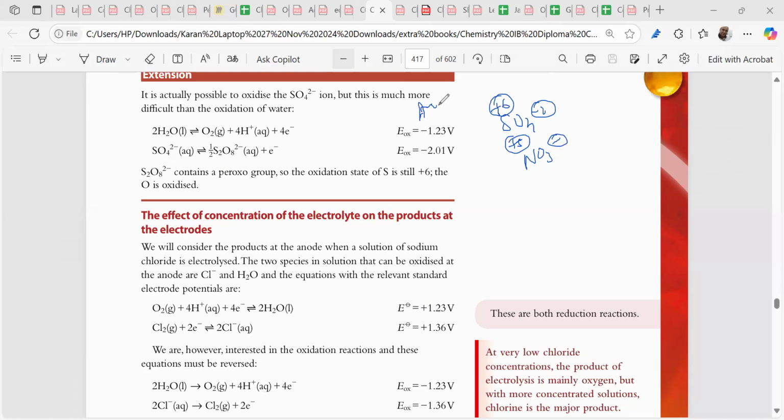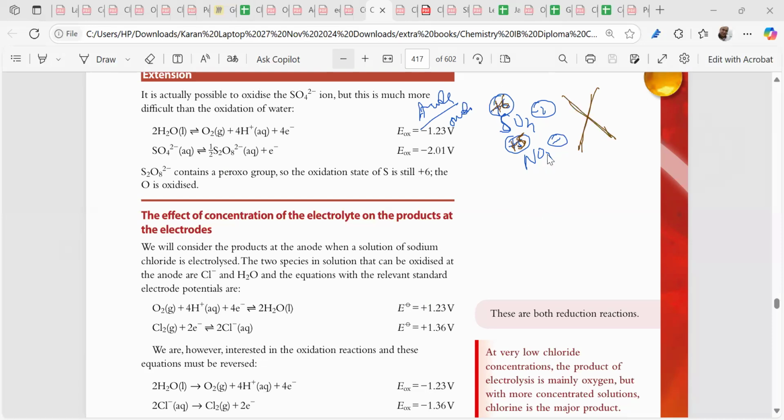What happens in the anode? Tell me. Oxidation happens, right? So in sulfate or nitrate, they are sitting in the highest oxidation number, right? Plus 6 and plus 5. Clear? Understood? Sitting in the highest oxidation number, so they cannot be oxidized further. So these do not go. Is it clear to you? Do you get my point?